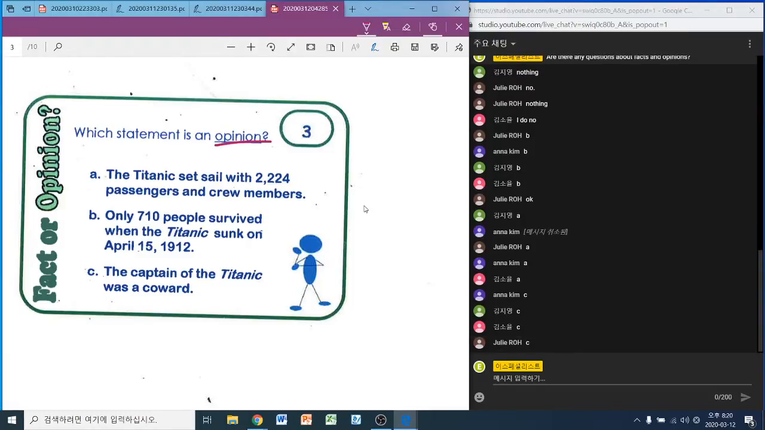Good. We have C, C, C, C, which in Spanish means yes. C, right? Sea, like the Titanic is sailing in the sea, in the ocean. Ha ha ha. C is for sea, or Spanish is C, which means yes.